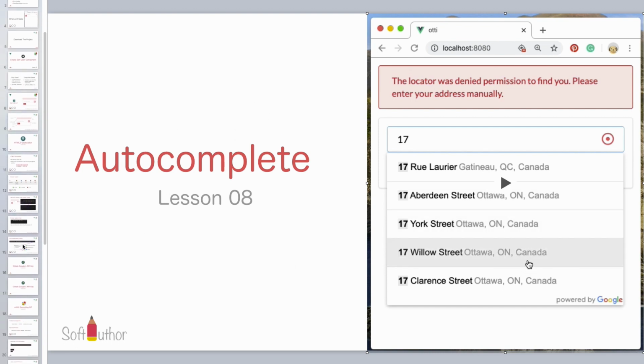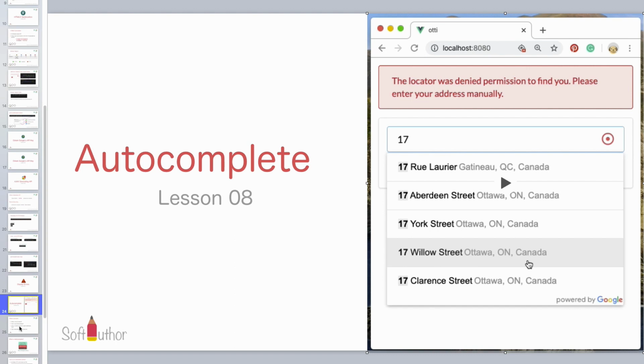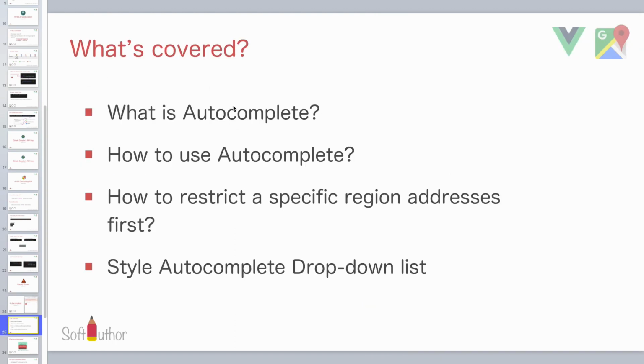First, I'm going to be showing you what autocomplete is and how to use it inside our project. Then, you're going to learn how to restrict suggested addresses to a specific region so that users can get their addresses with less typing. Finally, let's have some fun changing the CSS style of the list to match our theme.